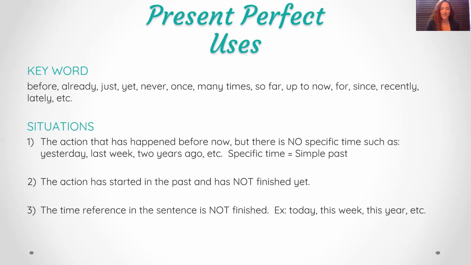Good. So now as for the uses, we have three cases in which we can use the present perfect. Good. If we look at the keywords that we can use: before, already. If I say already, it's because I have already finished something, it's already done. Just, yet, never, once, many times, so far and up to now.